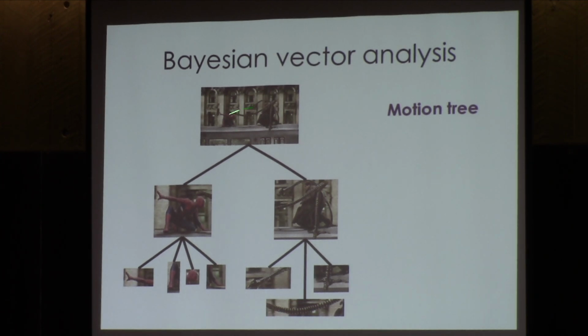Now, if we model each of these vector fields as drawn from a Gaussian process, then because of the properties of the Gaussian process, we can get the marginal likelihood of any particular motion tree in closed form, which is a very convenient mathematical property. So essentially, we can do a search over the different motion trees to ask which one has the highest posterior probability. And that's how we would do it.